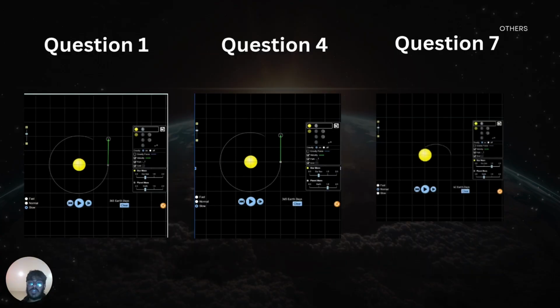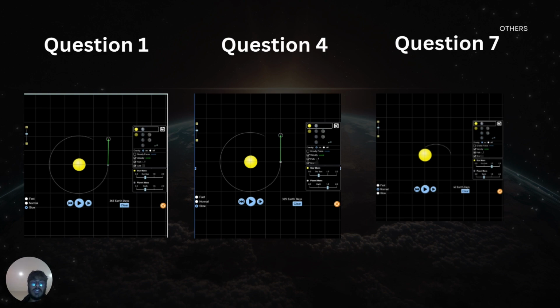Across question 1, question 4, and question 7, the center of mass always lies within the star due to its dominant mass. In question 1 and question 4, despite the planet's mass increasing by a factor of 1.5 in question 4, the barycenter still remains only slightly offset, and the orbital shape and the period stay nearly unchanged.